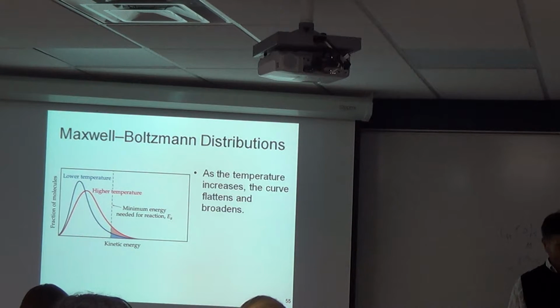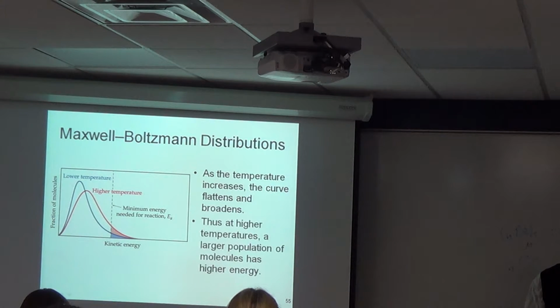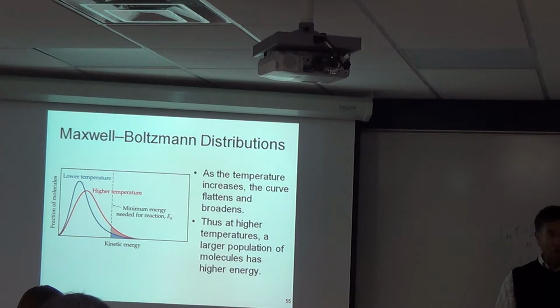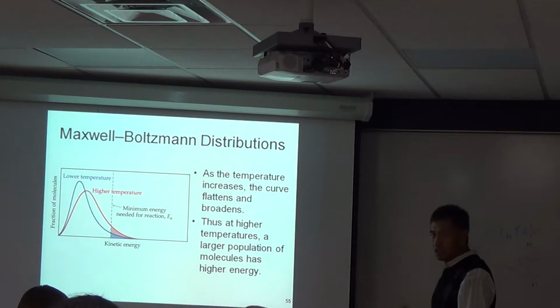Okay, so that we noticed before, right? As the temperature increases, the curve flattens and broadens. Therefore, at high temperature, a larger population of molecules have high energy, higher than the cutting line. The EA is represented by the two areas.